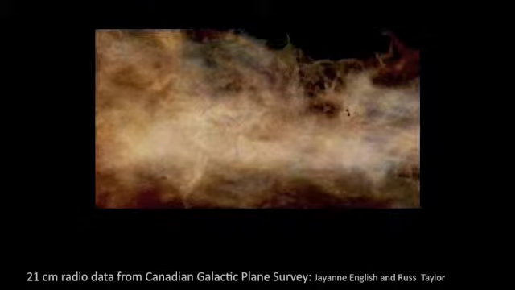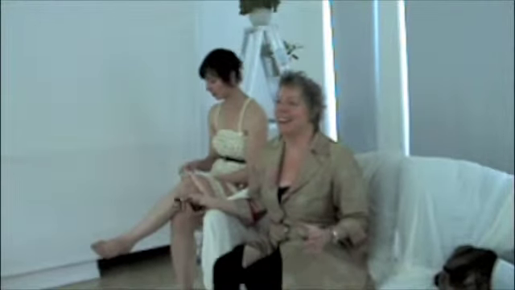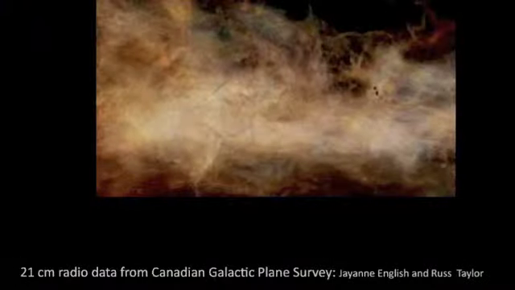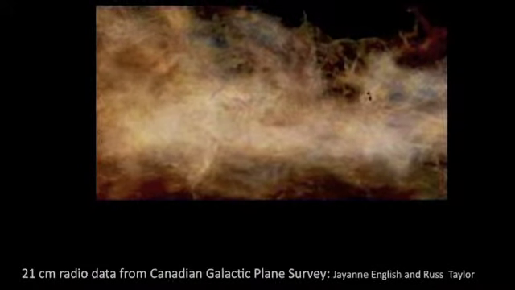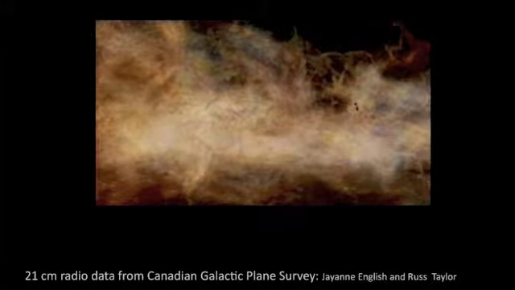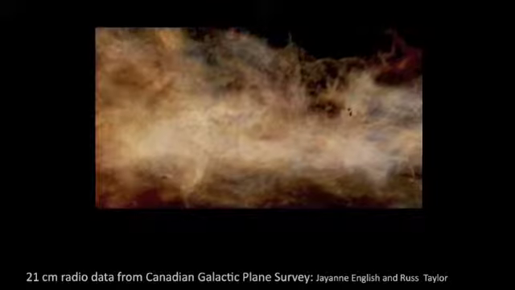So to those that are initiated, what you're looking at here is the rotation of our own Milky Way galaxy. So when you make an astronomy image, you don't have to give up the scientific content at all. And that's 21 centimeter data for the Canadian Galactic Plane Survey, which is very well processed, and everyone can go and get Canadian Galactic Plane Survey data and make beautiful images.